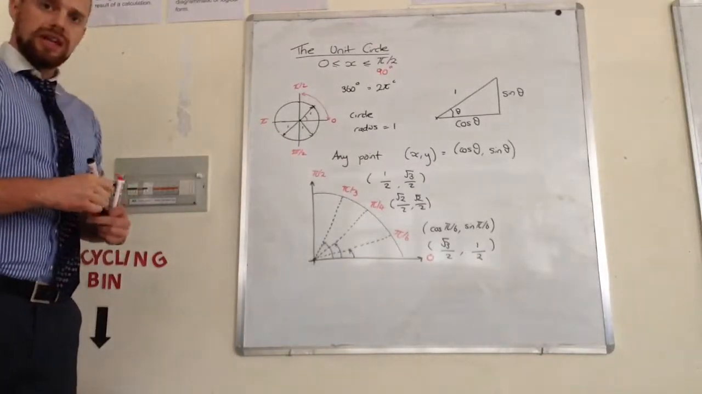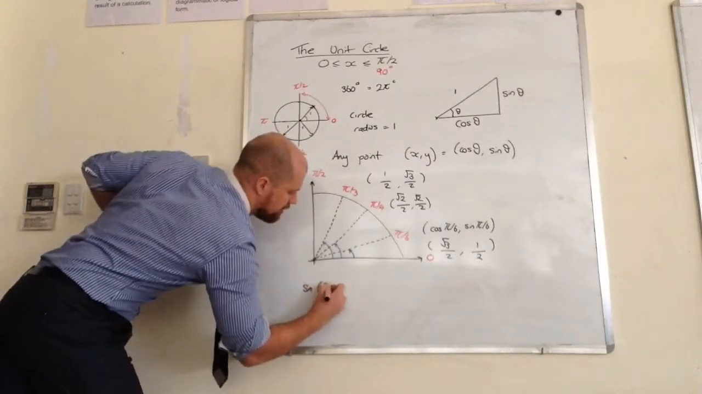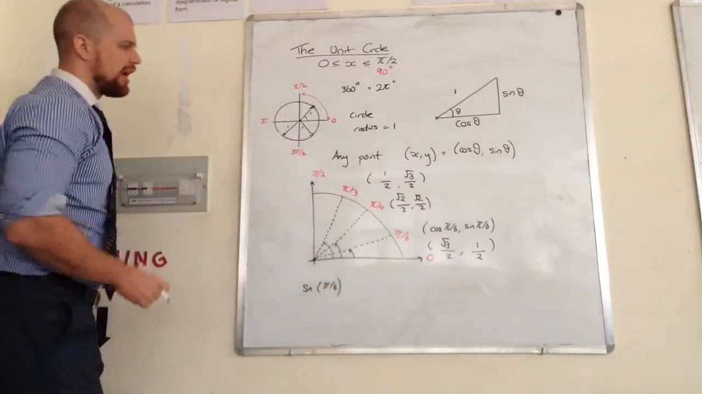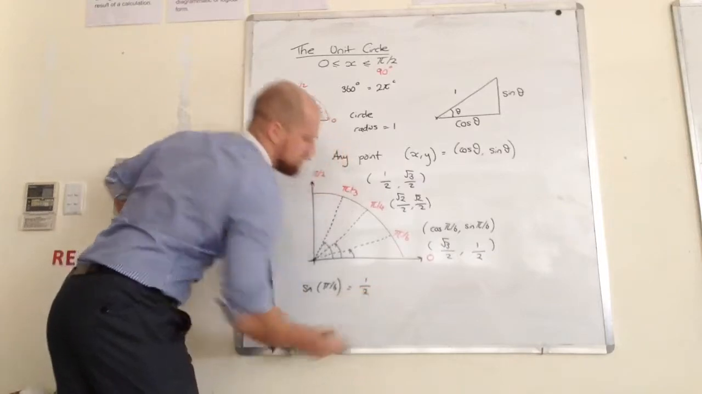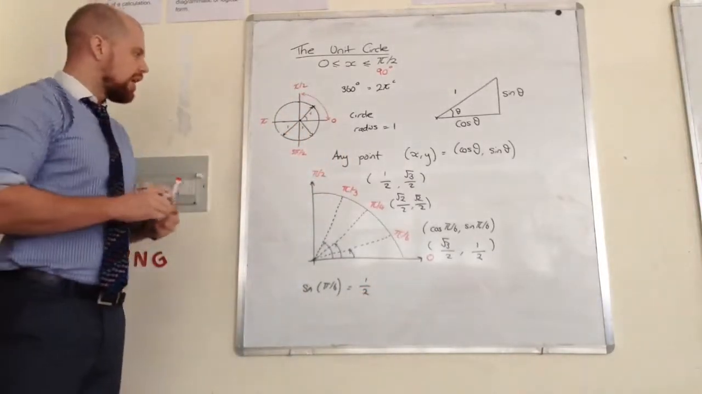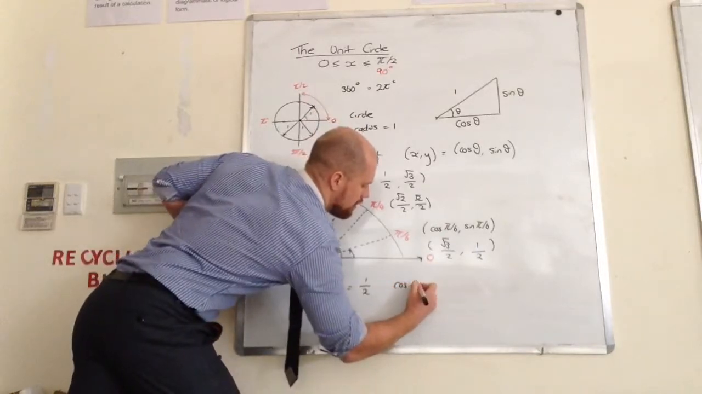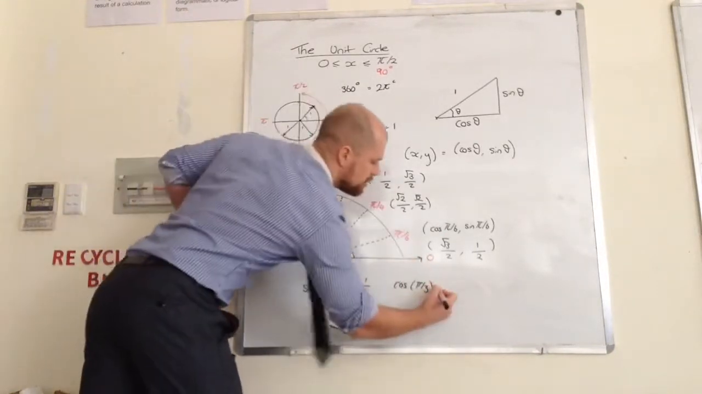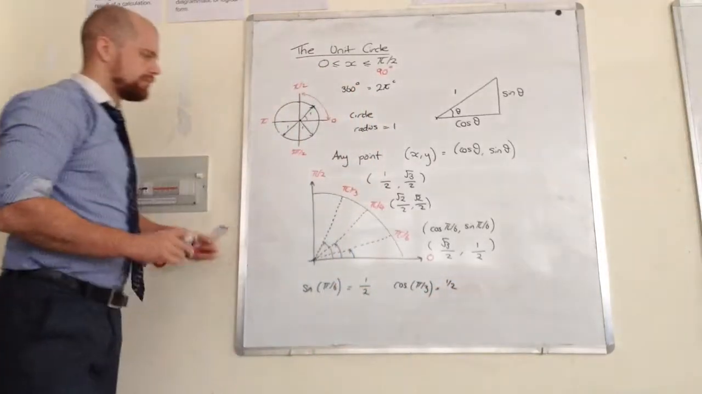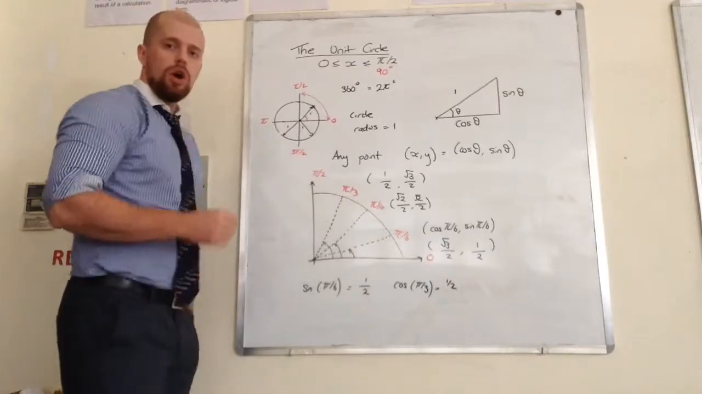So I could use this if the question said, what is sine pi by 6? Okay, and I'd go to sine pi by 6, and it's 1 over 2, a half. Okay, I could do cos pi by 3, and again, cos pi by 3 is here. It's also 1 half. And that's a basic introduction to the first quarter of the unit circle.